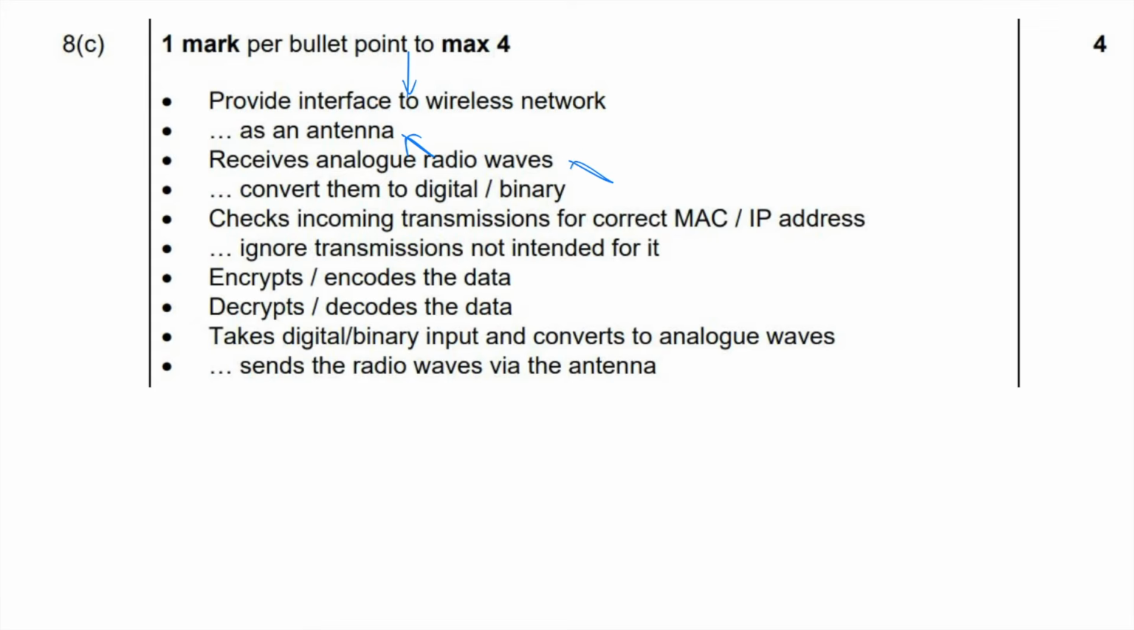They receive analog radio waves and convert them to a binary signal. They check incoming transmissions for the correct MAC address and ignore transmissions not intended for it. They can take part in encrypting or decrypting data, and this one we actually already saw. So ultimately they allow us to connect to a wireless network, but these are also some of the other capabilities that they bring to the table.